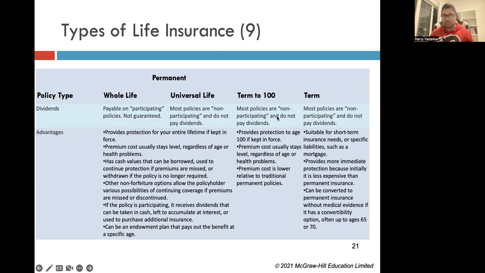Normal term policy, the one that we saw, 20-year term or 10-year term, is suitable for a short-term insurance need or a specific liability such as a mortgage. It provides more immediate protection because initially it is less expensive than permanent insurance. It can be converted to permanent insurance without medical evidence if it has a convertibility option, often up to the ages of 65 to 70.